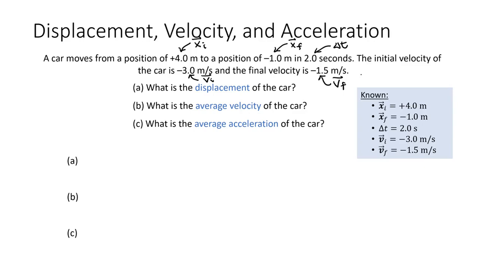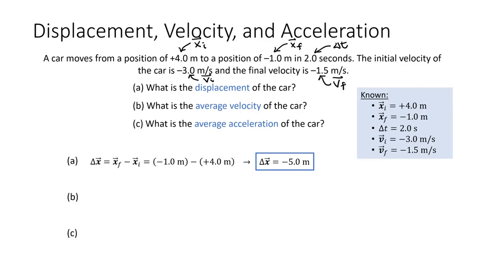So let's start with the displacement of the car. Displacement, remember, is delta x, change in position. Delta always means final minus initial. So I would go ahead and say my final position is -1 meters. We have to include those signs, right, because it's a vector, and so we have to think about direction here. So -1 meters for my final position minus my initial position, which was +4 meters. -1 minus 4 gives me -5. So my displacement is -5 meters.